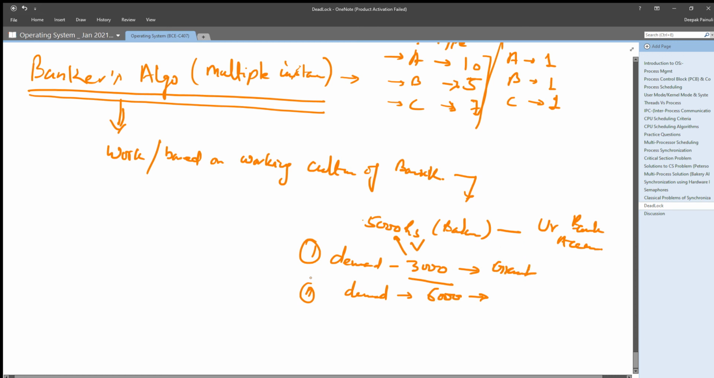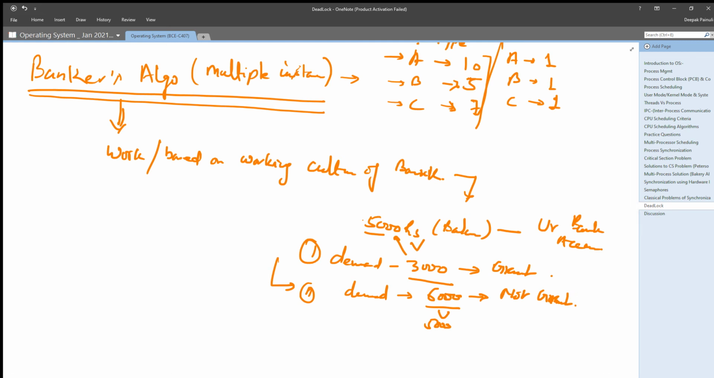Now come to the second case, where you are demanding 6,000, but in your account you have only 5,000. That means 6,000 is greater than your balance. So in this case, the bank will not grant you any money. Why is it so? Because it is checking its resources, right? First it is checking your account resource. If they are available, then only it will grant, right?